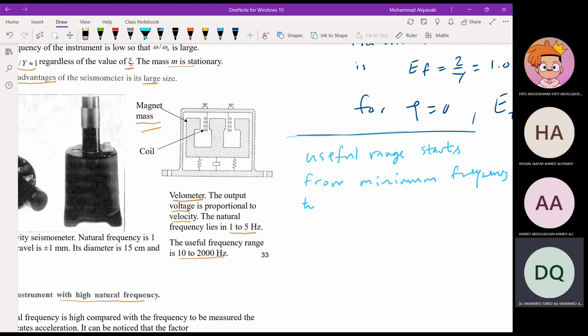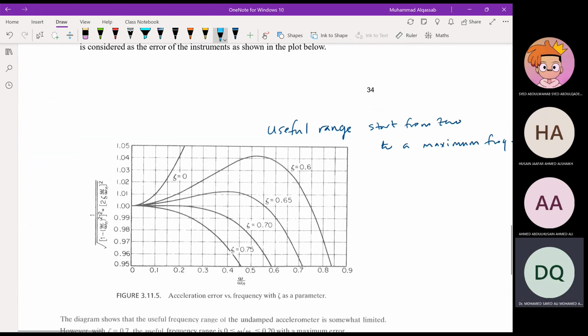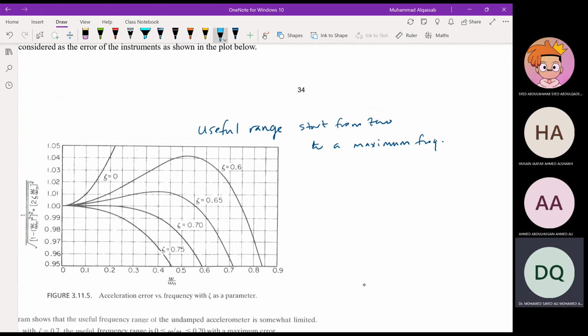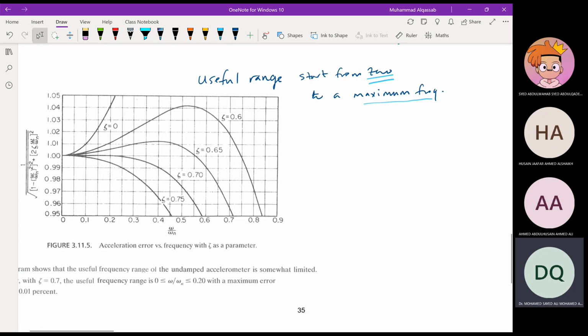Okay, to infinity. Whereas in the accelerometer, the useful range starts from 0 to a maximum frequency. So they work in different ranges. The two sensors work at different ranges.